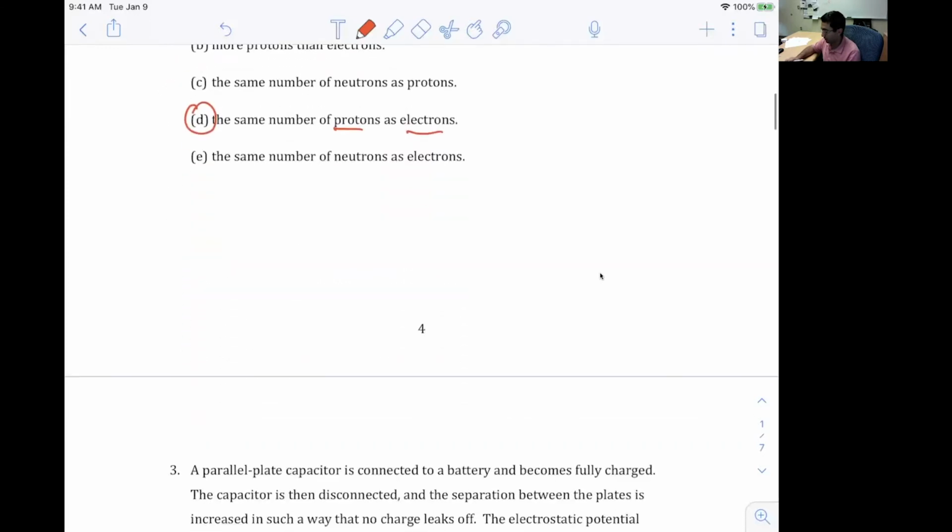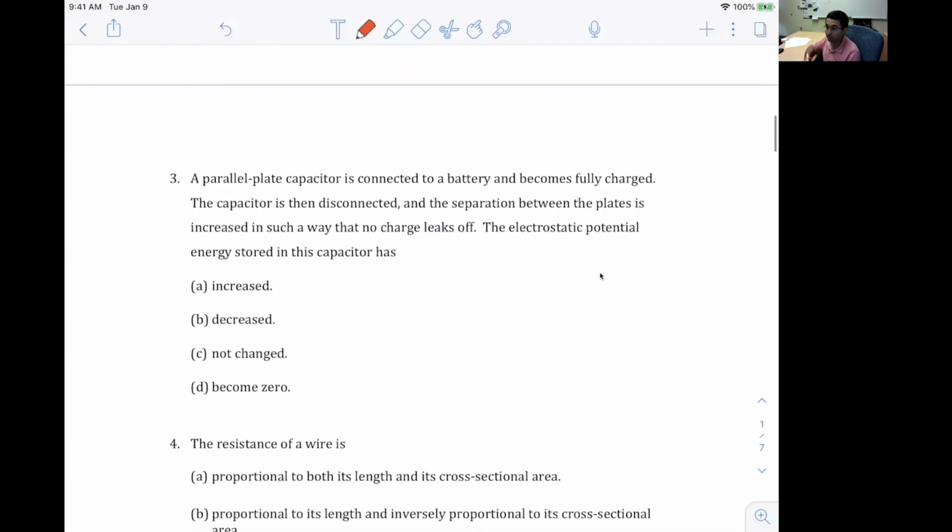So for 3, a parallel plate capacitor is connected to a battery and becomes fully charged. The capacitor is then disconnected and the separation between the plates is increased in such a way that no charge leaks off. The electrostatic potential energy stored in the capacitor has, okay, you have a Q and minus Q, so you have a C and the distance is d. Okay, now let's make it 2d. You don't have any change in the Q.